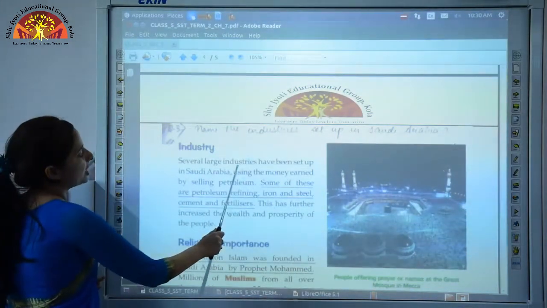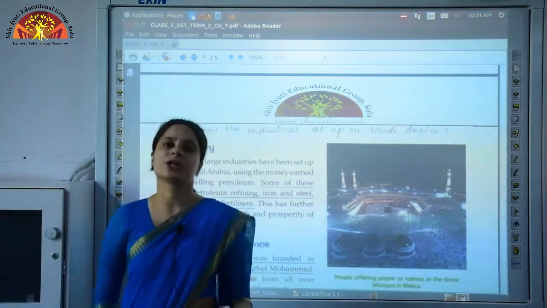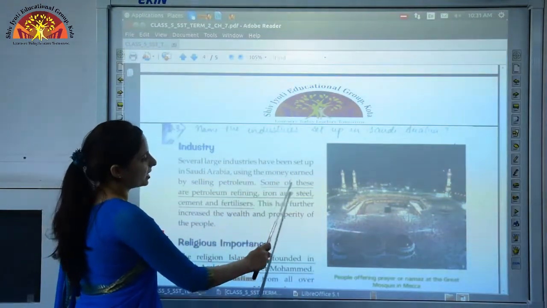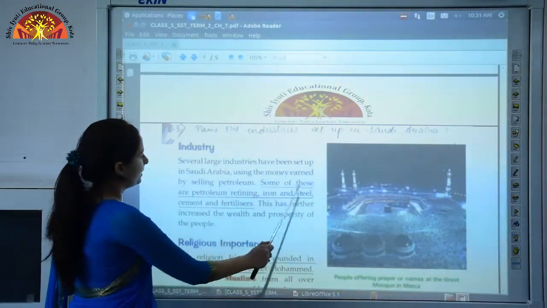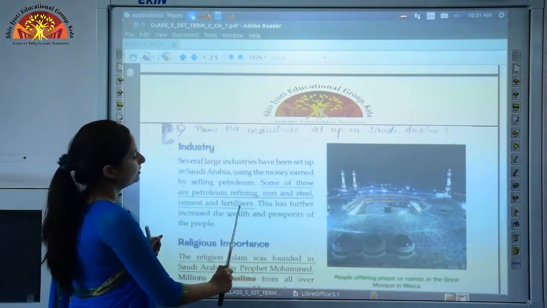Now we look at the industry. Several large industries have been set up in Saudi Arabia using the money which they have earned by selling petroleum. Some of these industries are, you can mark it in your book as well: petroleum refining, iron and steel, cement and fertilizers.